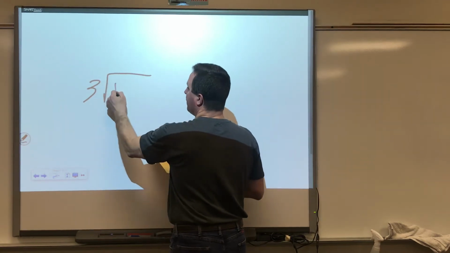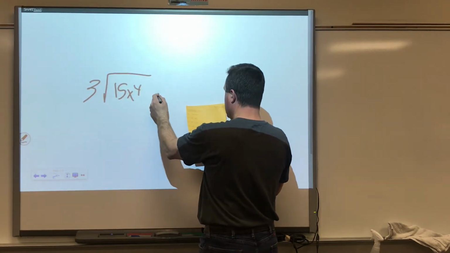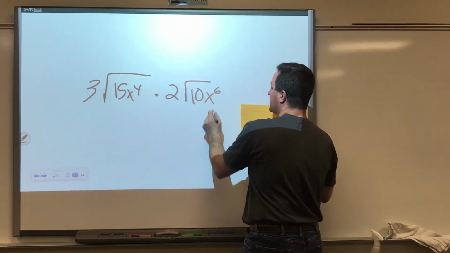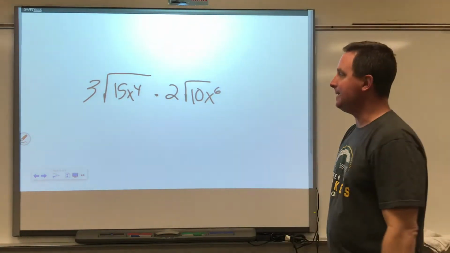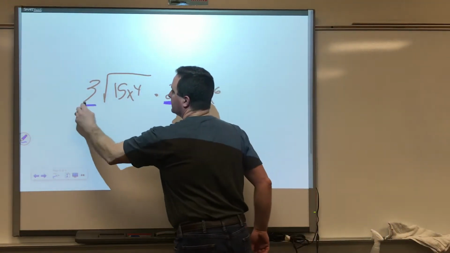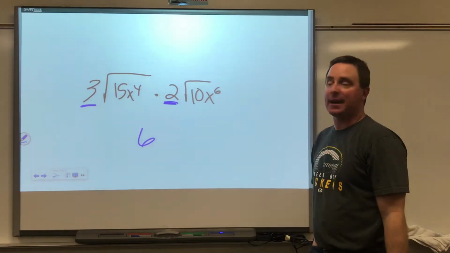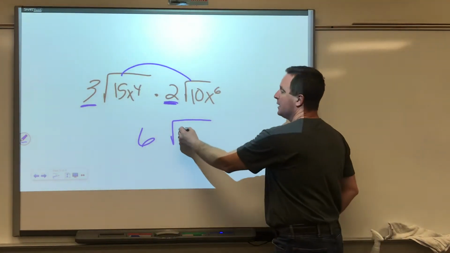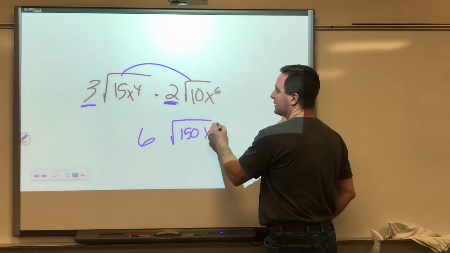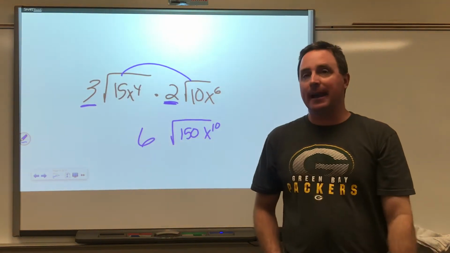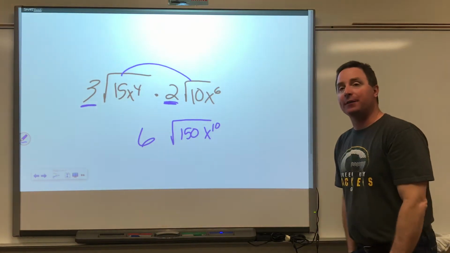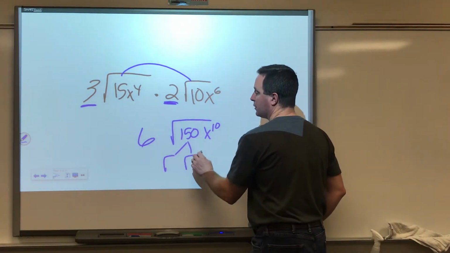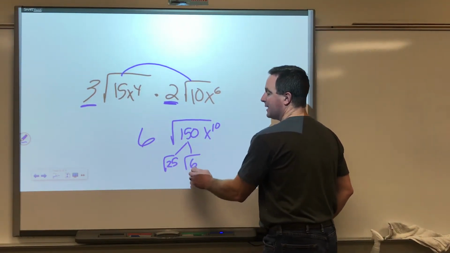3 times the square root of 15x to the 4th times 2 times the square root of 10x to the 6th. Okay. Well, let's look at big numbers. 2 times 3 is 6. That's okay. The numbers under the radical, 15 times 10, is 150 x to the 10th. Okay, now, good news, 150, it's kind of a bigger number, but it's on your factor sheet. Okay, and if you looked on your factor sheet, this would simplify into, the two you would want to use would be 25 and 6.